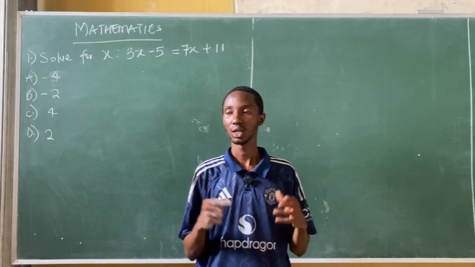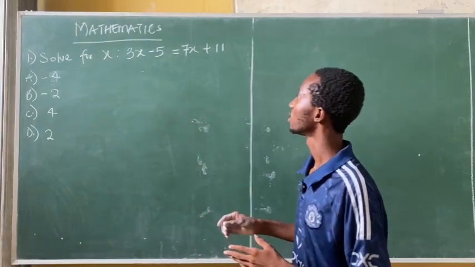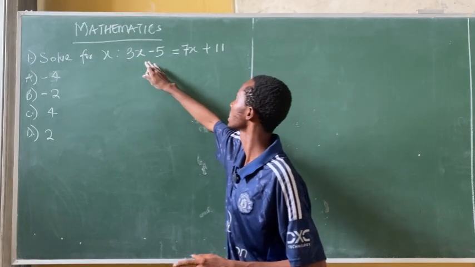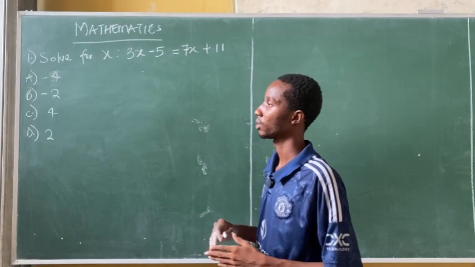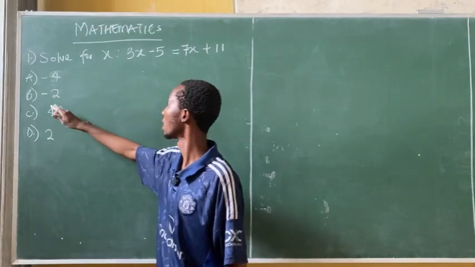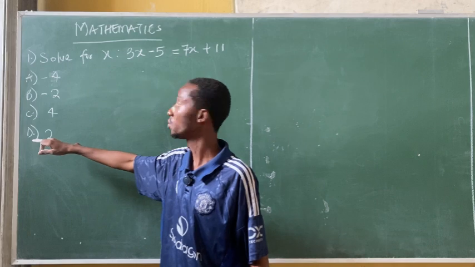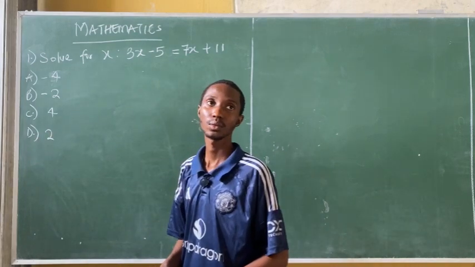The first question we have today says, solve for x in the equation 3x minus 5 is equal to 7x plus 11. Option A says minus 4. Option B, we have minus 2. C, we have 4. And D, we have 2. Now, solution.